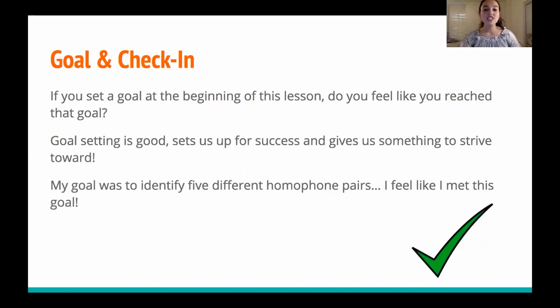Now, this is a time where we get to check in on our goals. I know at the beginning, I asked you guys to set a goal. If you did do that, do you feel like you reached your goal? And again, it's just awesome to set up goals because it gives us something to strive toward and just look forward to. So you guys can make goals outside of even just school. You can make them for your life. Maybe your goal is to make your bed every day, or maybe your goal is to walk your dog 3 days a week. Whatever it is, it's awesome to just make a goal and see if you can reach it. My goal today was to identify five different homophone pairs, and I really feel like I met this goal because we talked about more than five homophone pairs.